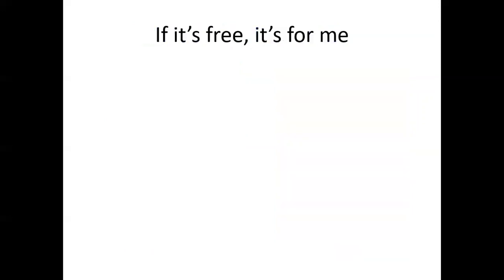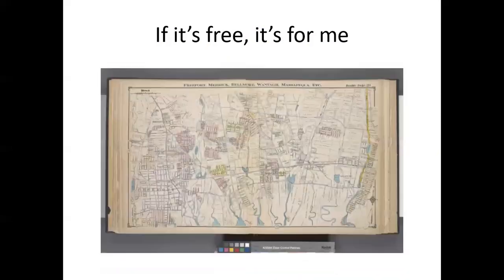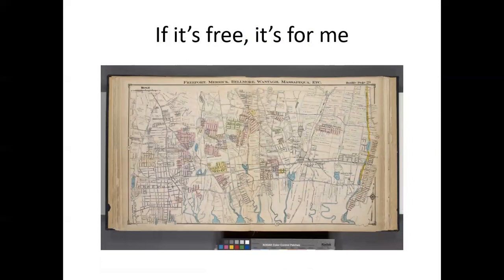Right, right. So librarians are terriers, hoarders, and notoriously cheap. So if it's free, it's for me. And this is a gorgeous map of Freeport, Merrick, Bellmore, Wantagh, and Massapequa from a 1914 Belcher Hyde atlas. And this is part of the digital map collection available through the New York Public Library.